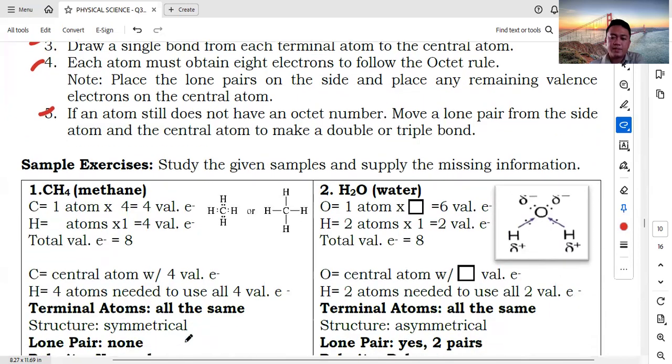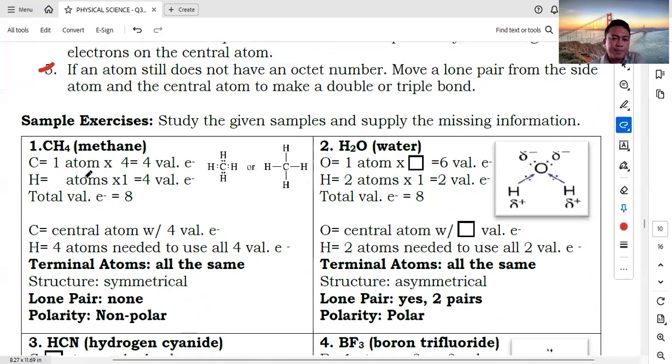So let's have some exercises. We have here the first element, CH4 or methane. So kindly identify the total number of valence electrons. So pila ang number of atoms present for hydrogen? Yeah, it's 4. So we use here 4 atoms, times 1 resulted in 4 valence electrons. So 4 plus 4, it's 8.